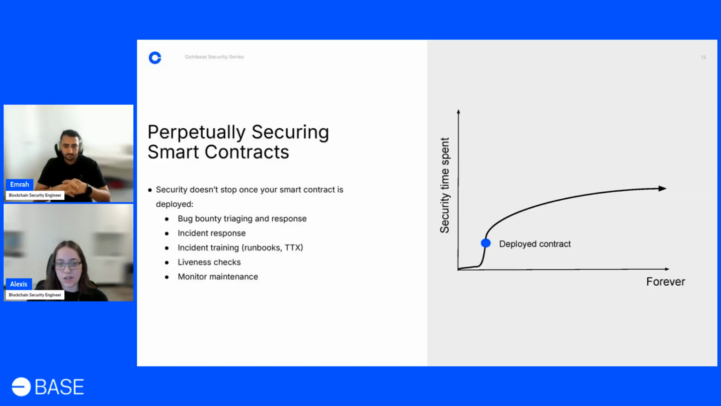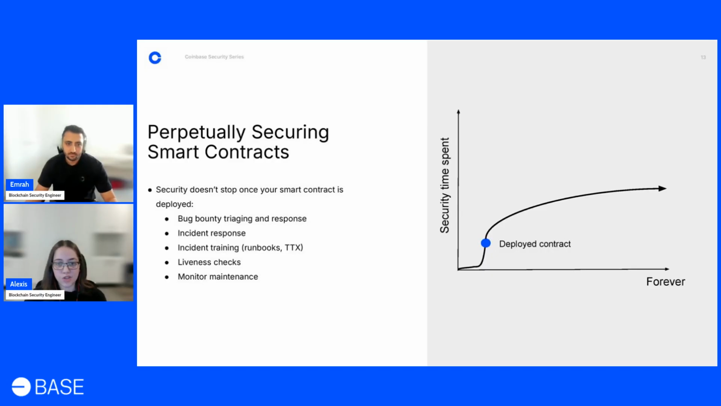Then we have liveness checks, which really aren't talked about a whole lot. But if you're using a multi-sig or you have any kind of security mechanisms around keys that hold privileged roles in your systems, which you definitely should, you really want to make sure that you can access those keys when you need to. So testing that ahead of time, I can tell you, is a really good idea.